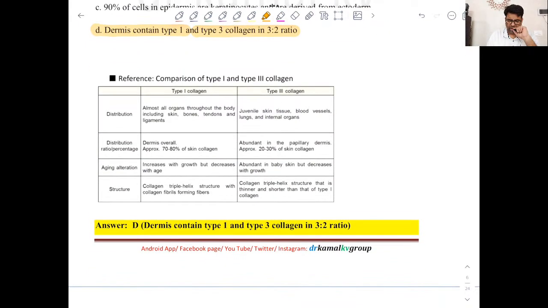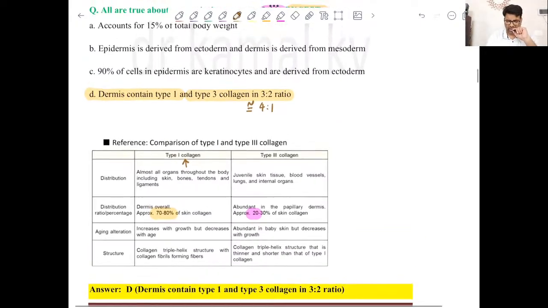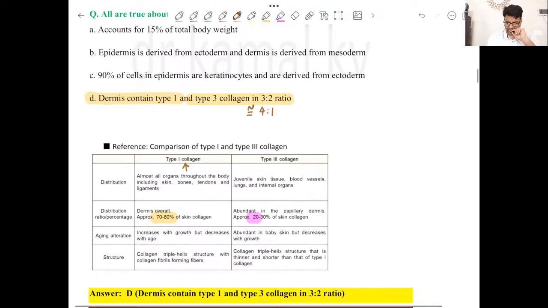It may be like type 1 is around 80% and type 3 is only about 20%, right? So the ratio is about 4:1, roughly you can say. So it is not 3:2, it is 4:1, and it means that type 1 collagen is in abundance in the dermis. I think it's not that important a question, but I just kept it like that.